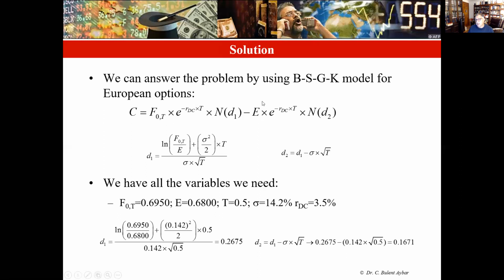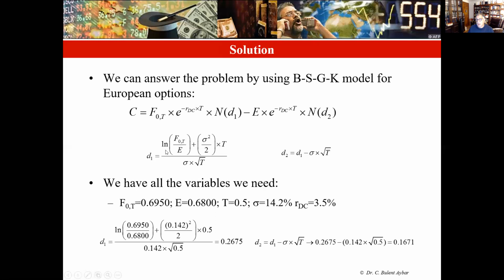Again, the present value of that exercise price is calculated here. This E to the power minus domestic interest rate times T is a discount factor, times another probability, which is the probability that the option is going to be exercised. So this N of D2 is a standard normal probability, which measures the probability of the option to be exercised. So D1 and D2 are given with these relationships in here.